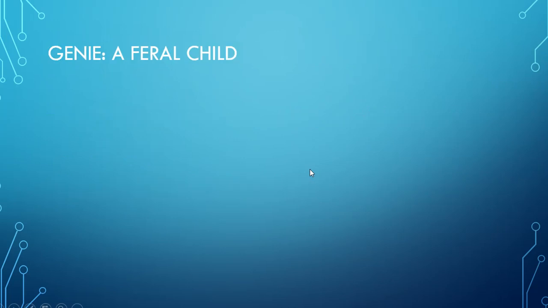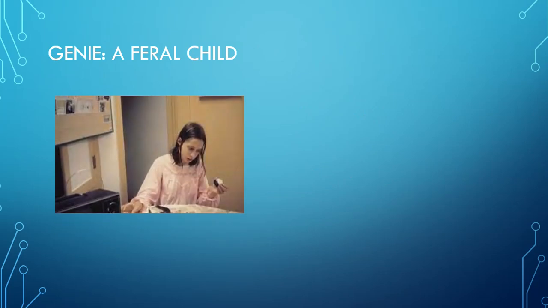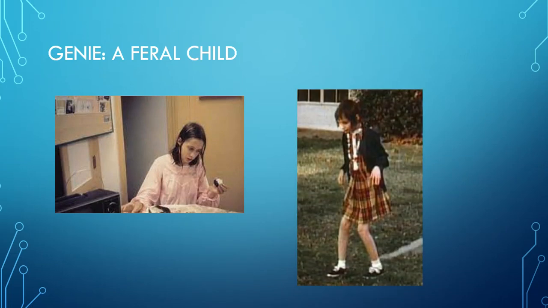I'm going to talk about a specific case here, which is the case of Jeannie. This is a very famous example for linguists. Jeannie was an American girl who was locked up in her room from when she was 20 months old until the age of 13. Imagine that. She didn't have any human interaction in that part of her life.